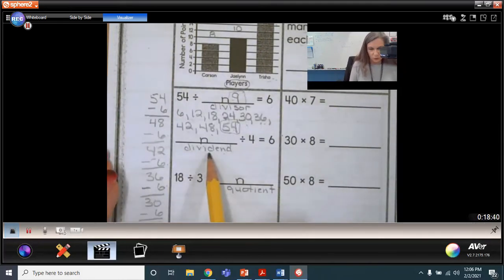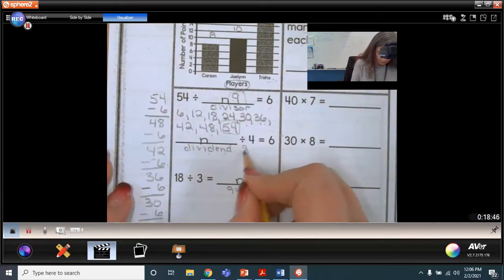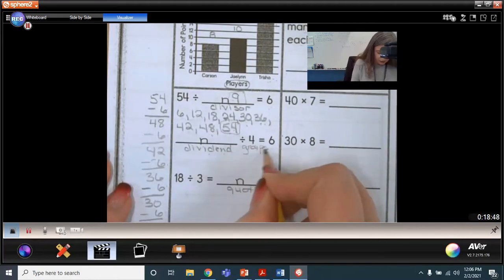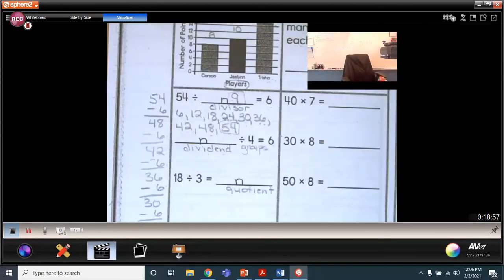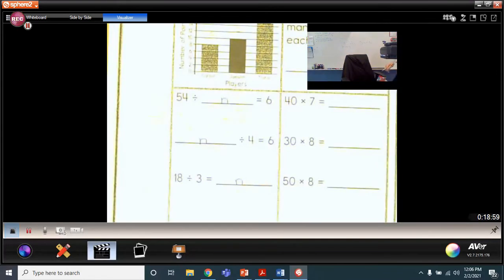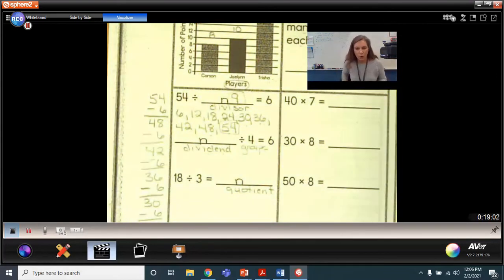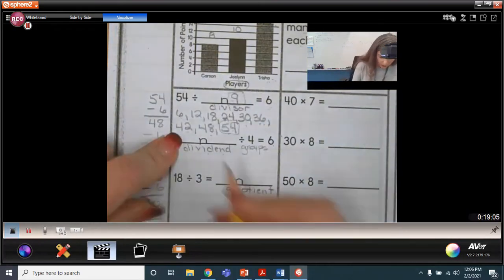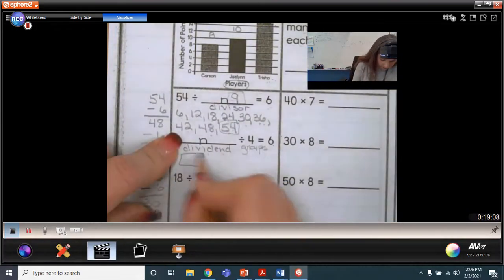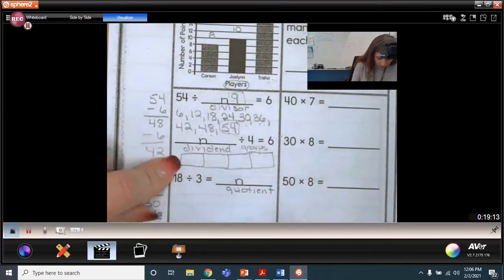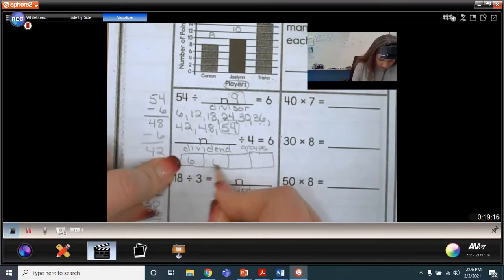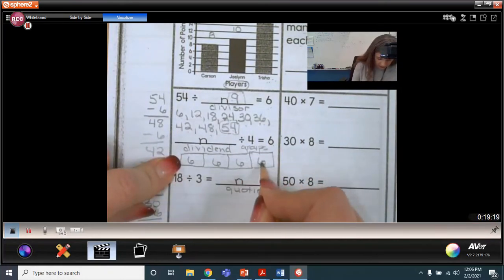Now here we don't know our total, but we do know how many groups we have, and we do know that there are 6 in each group. So to figure out a missing dividend, we need to be able to use multiplication to figure out the missing whole or the missing total. So if I had 4 groups and I put 6 objects in each group, there would be a group of 6 here, a group of 6 here, a group of 6 here, and a group of 6 here.